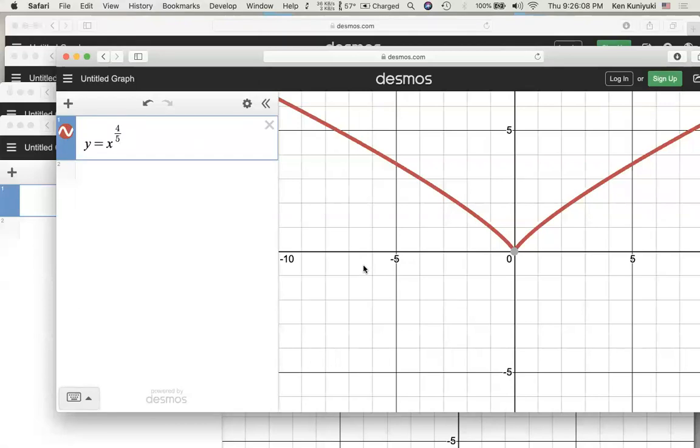Now, bear in mind, a lot of graphing calculators don't know how to graph these things. A lot of graphing calculators mess up. A lot of them don't know how to graph the cube root of x. They don't know that x can be negative. So a lot of graphing calculators mess up. Desmos is better.